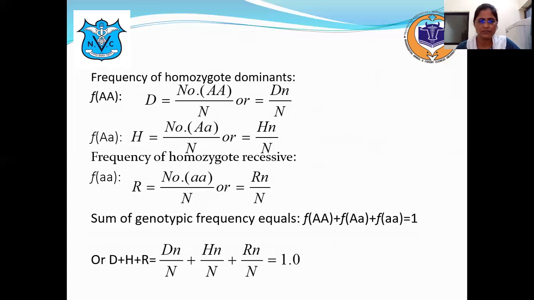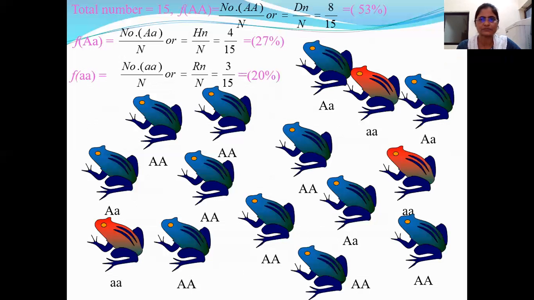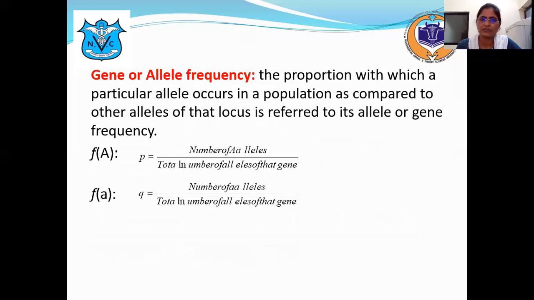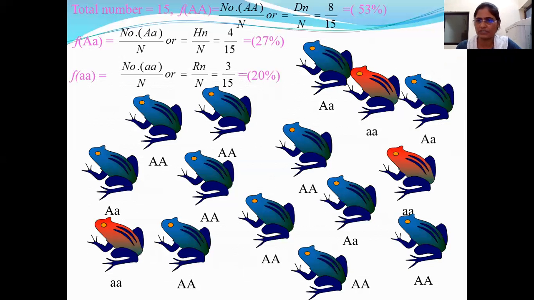Or it is also given as D plus H plus R equals to Dn upon N plus Hn upon N plus Rn upon N equals to 1. Remember that frequency of homozygous dominant D, frequency of heterozygous H, and frequency of homozygous recessive R, it always remains 1. So next is calculation of gene frequency.